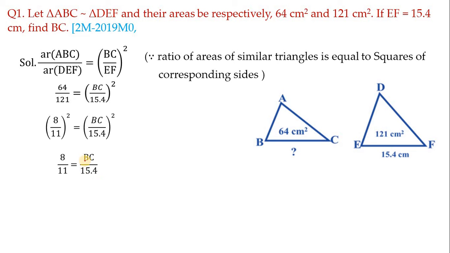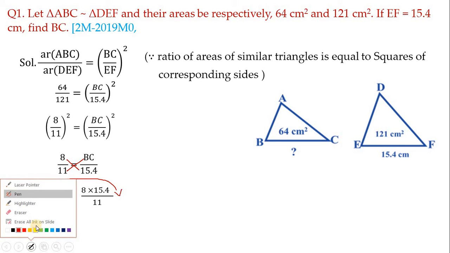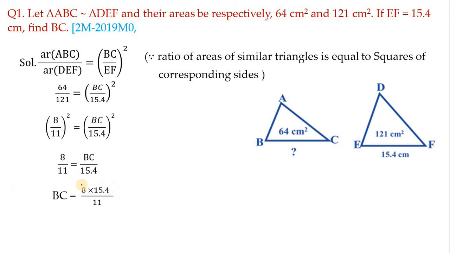Now we have to find the BC value, hence let me do the cross multiplication. So 11 into BC, 11 BC, and 8 into 15.4. Later on, this 11 you transfer to this side, it becomes the denominator. Now let me simplify this, children.